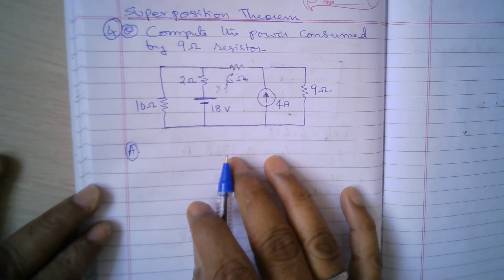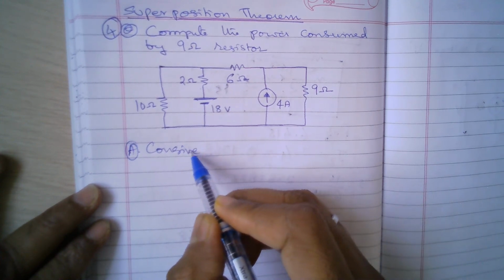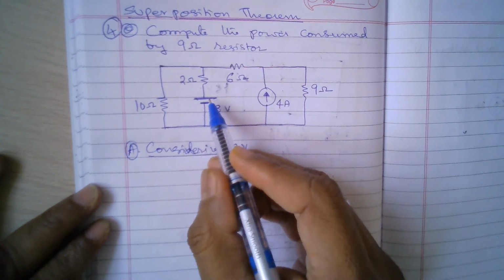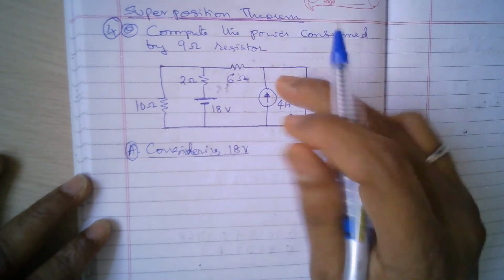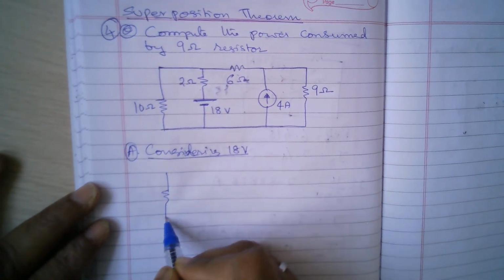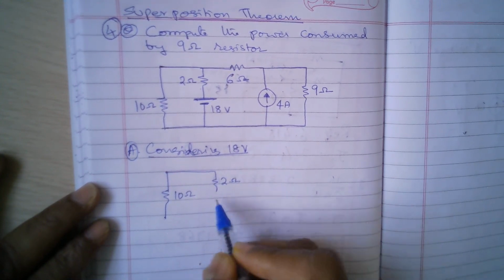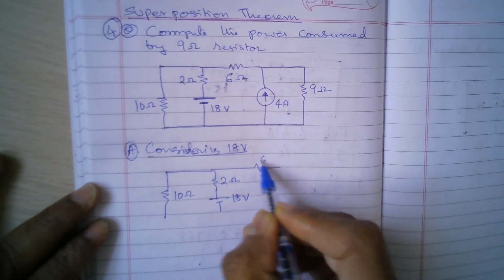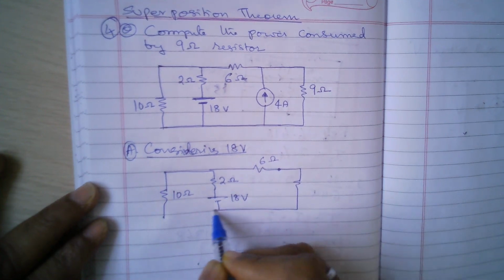Again, superposition theorem: consider one source at a time. Now I am considering the 18 volt source. In such a case, the current source has to be open circuited. So we open circuit this and then do the problem. The problem will be like this: 10 ohms, then I have 2 ohms here, and 18 volts here, 6 ohms here, and this is open circuited, and then 9 ohms here.